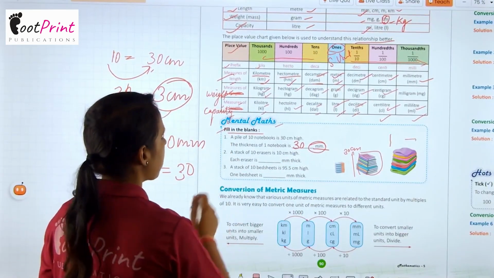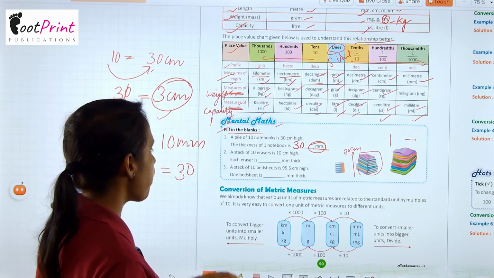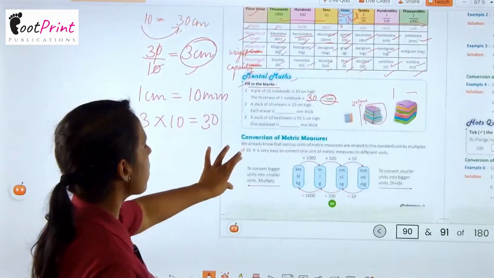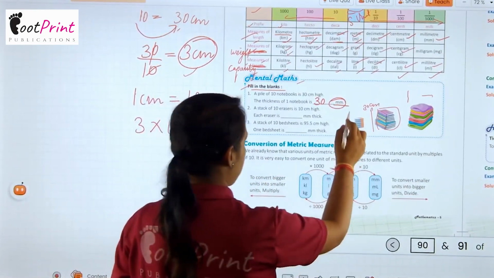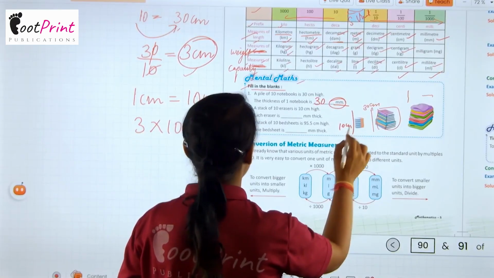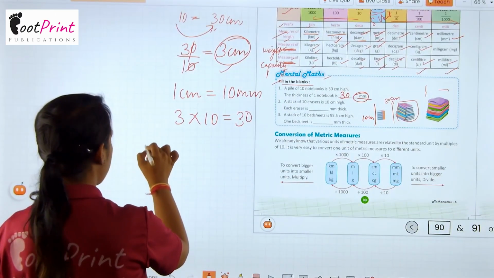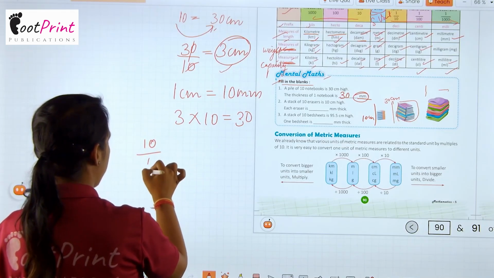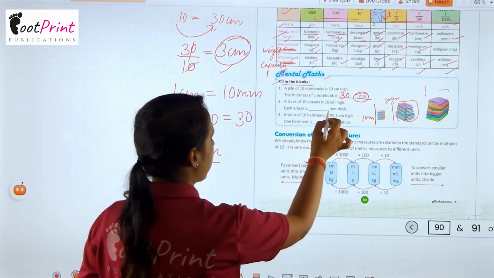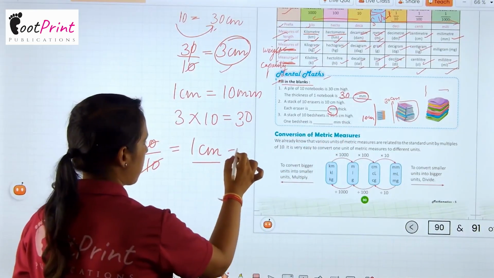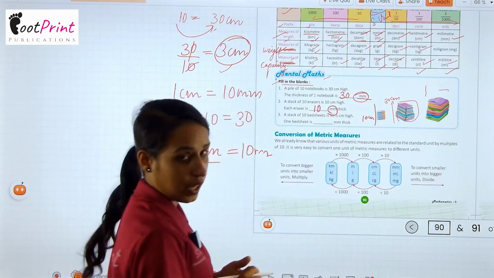The next one is the same. A stack of 10 erasers is 10 centimeter high. Each eraser is dash millimeter thick. So here are 10 erasers and the height is 10 centimeter. We have to find out the thickness of one eraser. And how do we find it? 10 divided by 10, we get 1 centimeter. And we have to convert it into millimeter. 1 centimeter equals 10 millimeters. So here we can write 10.